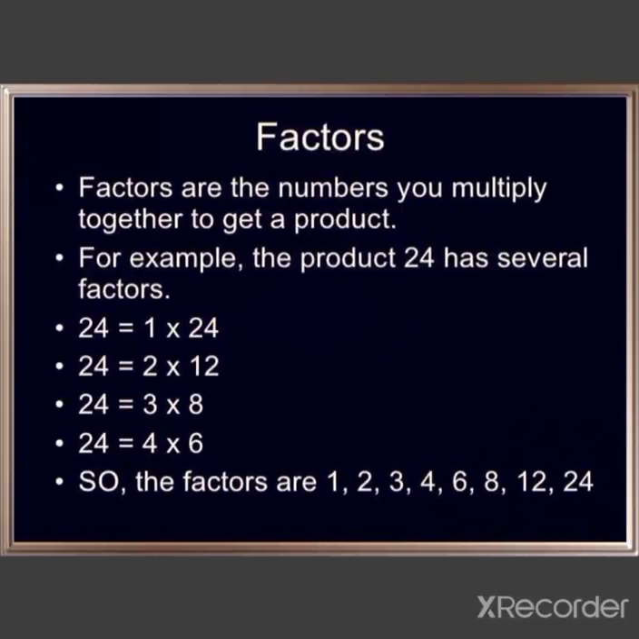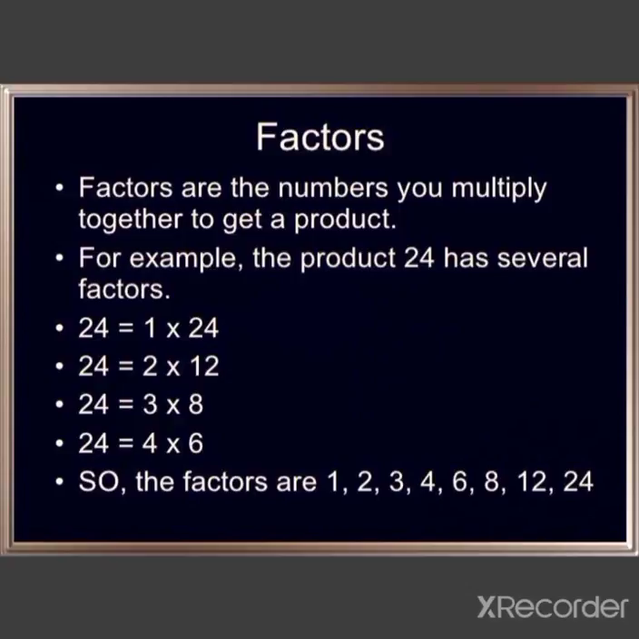Factors are the numbers you multiply together to get a product. For example, the product 24 has several factors. You will multiply 1 and 24 to get 24 as a product. So in the first part, 1 and 24 are factors of 24. Next, 2 when multiplied by 12, what product will we get? We will get 24. So we can say that 2 and 12 are the factors of 24.